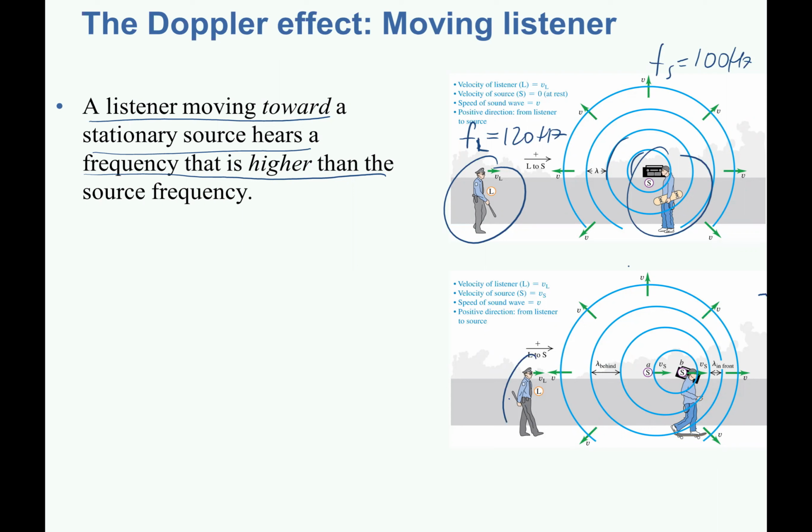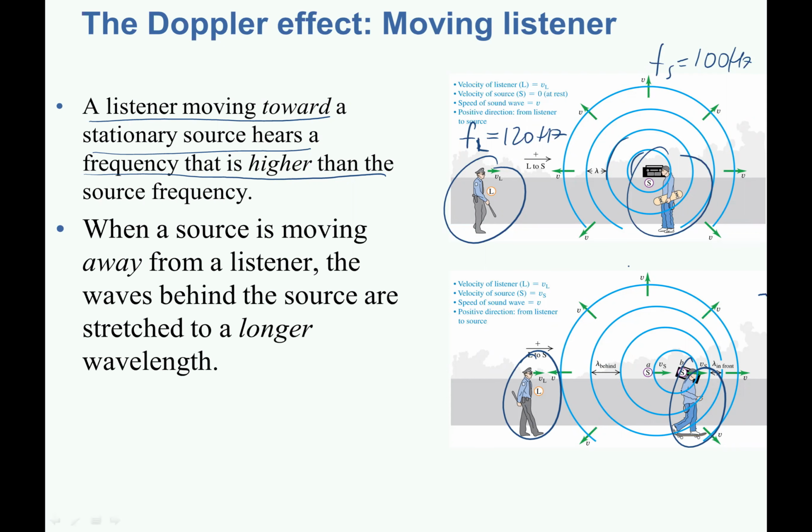And for example, if the source is moving away from the listener, then you're going to have a different frequency. When the source is moving away from the listener, the waves behind the source are stretched to a longer wavelength, and that means the frequency will be a little bit less. So maybe the frequency of the listener will be, let's say, 90 hertz. That means it's going to be less than the actual frequency of the source. That's why the apparent shift in frequency is due to the relative motion of the source and listener.